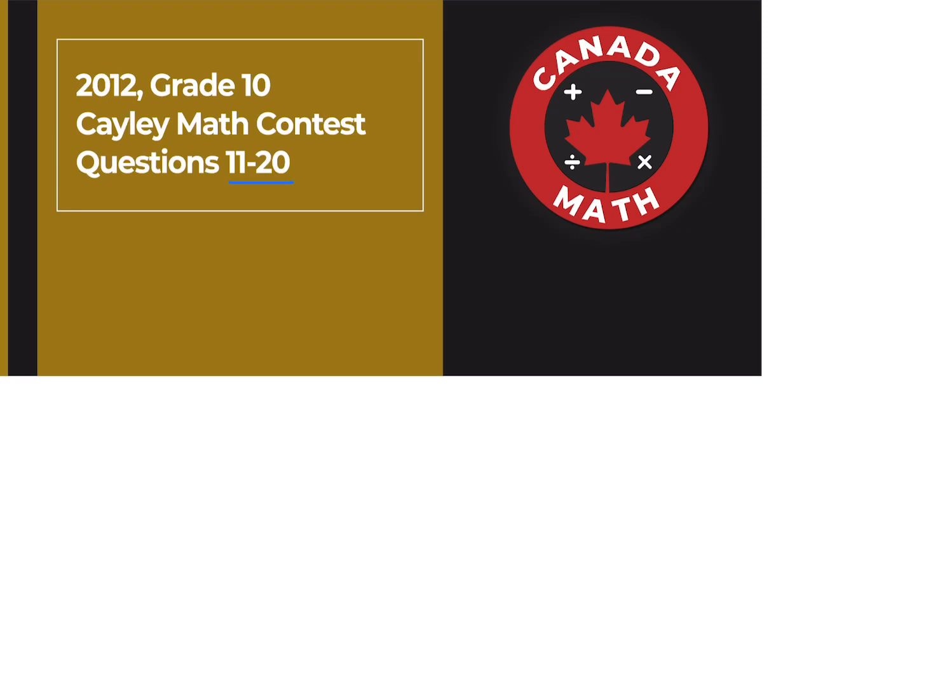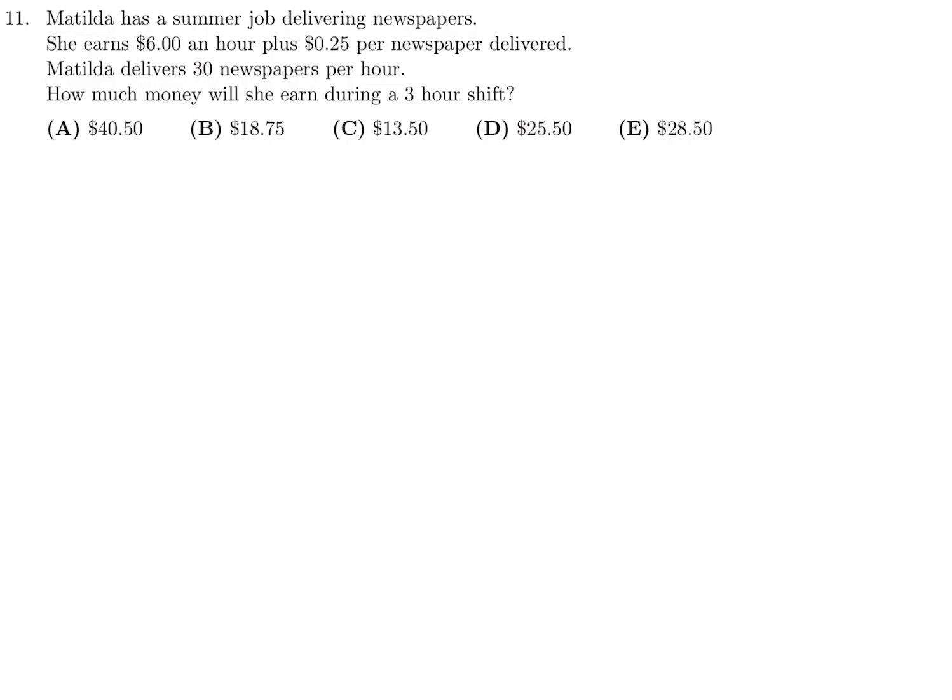Questions 11 through 12 on the 2012 Grade 10 Cayley Math Contest. Matilda has a summer job delivering newspapers. She earns $6 an hour plus 25 cents per newspaper delivered. Matilda delivers 30 newspapers per hour. How much money will she earn during a 3-hour shift?